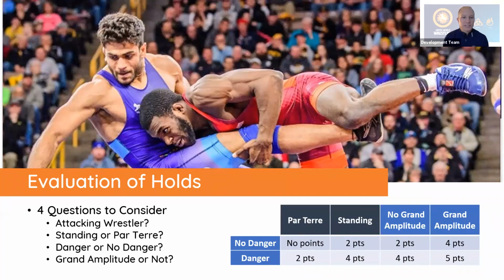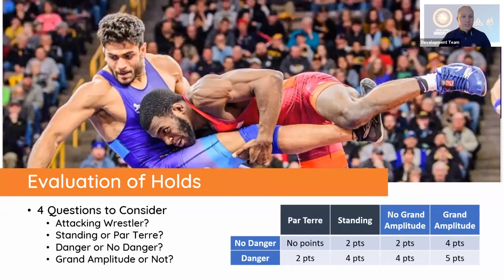The next question is did the action go to danger or not? When we talk about danger, danger is touching an elbow, a shoulder, or a head, at an angle less than 90 degrees. So it's a yes or no question. Are they in danger? Yes or no? And so we have to evaluate that.